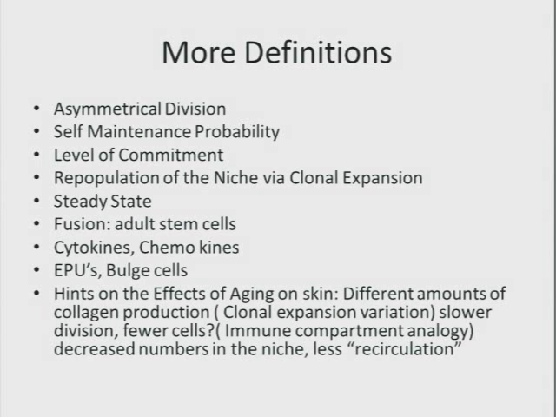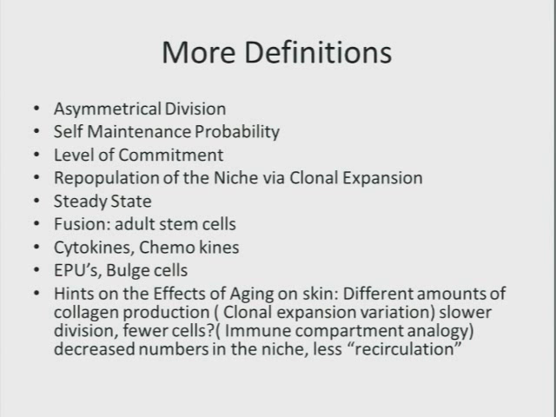Okay, a couple more definitions that you're going to come across if you decide to read more about stem cells. Asymmetric division. Normally, when cells divide, they give rise to two daughter cells. Stem cells usually give rise to a progeny that may or may not stay a stem cell. It usually will go down and become something else. But they usually keep themselves as stem cells.